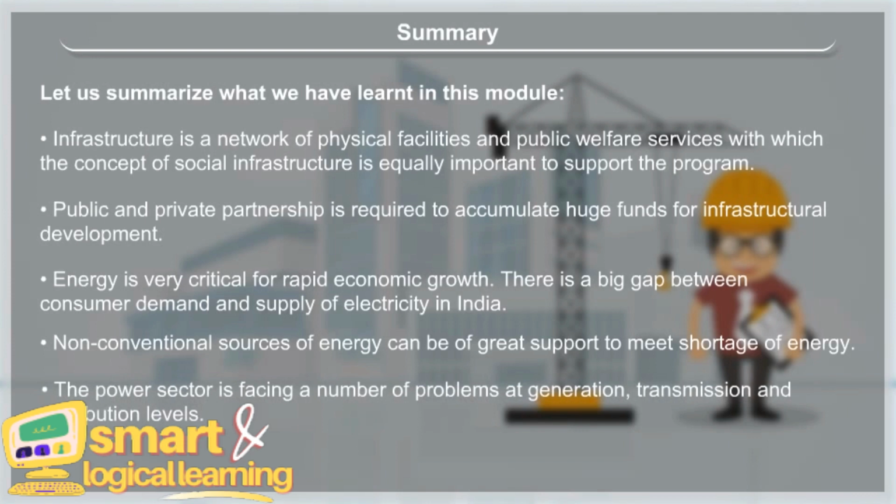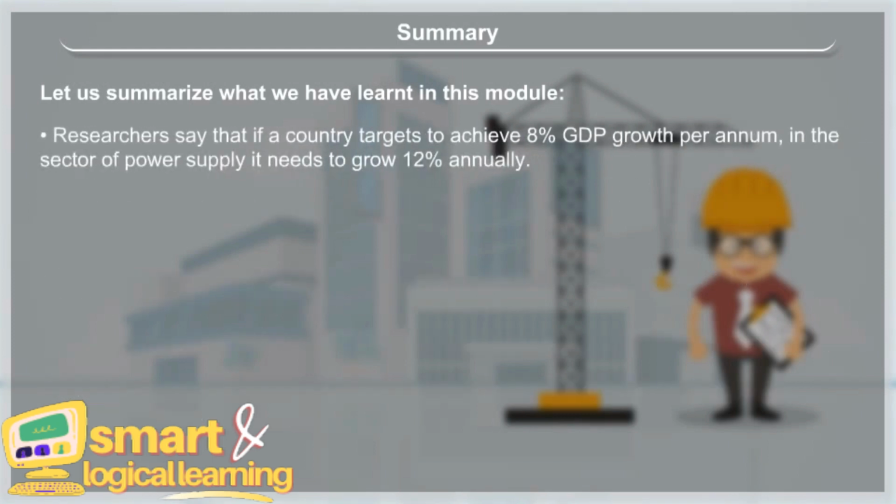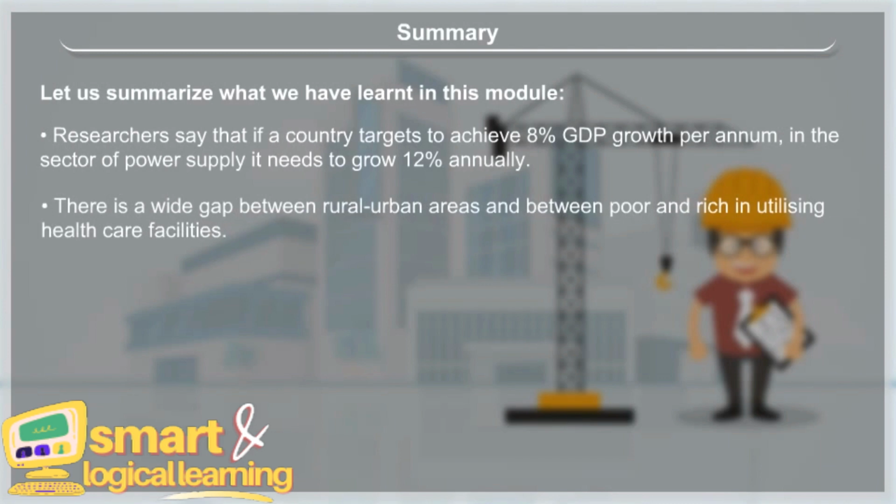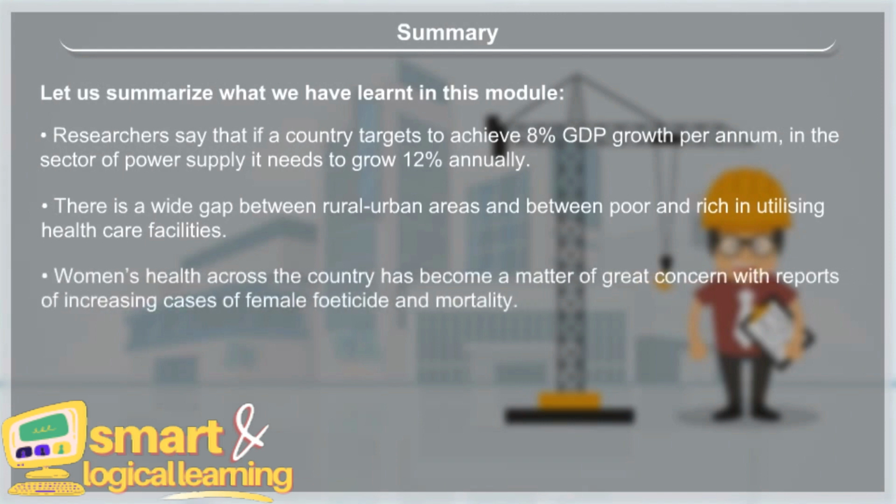The power sector is facing a number of problems at generation, transmission and distribution levels. Researchers say that if a country targets to achieve 8% GDP growth per annum, the power supply sector needs to grow 12% annually. There is a wide gap between rural and urban areas and between poor and rich in utilizing healthcare facilities. Women's health across the country has become a matter of great concern, with reports of increasing cases of female feticide and mortality.